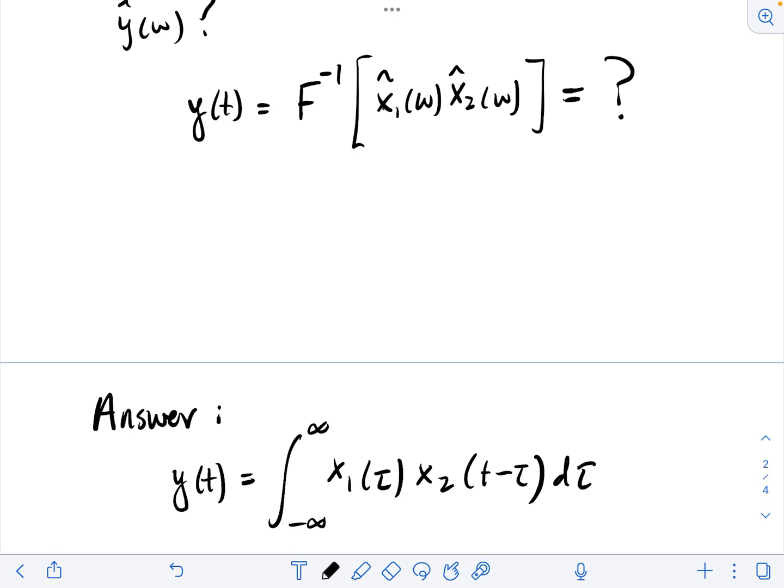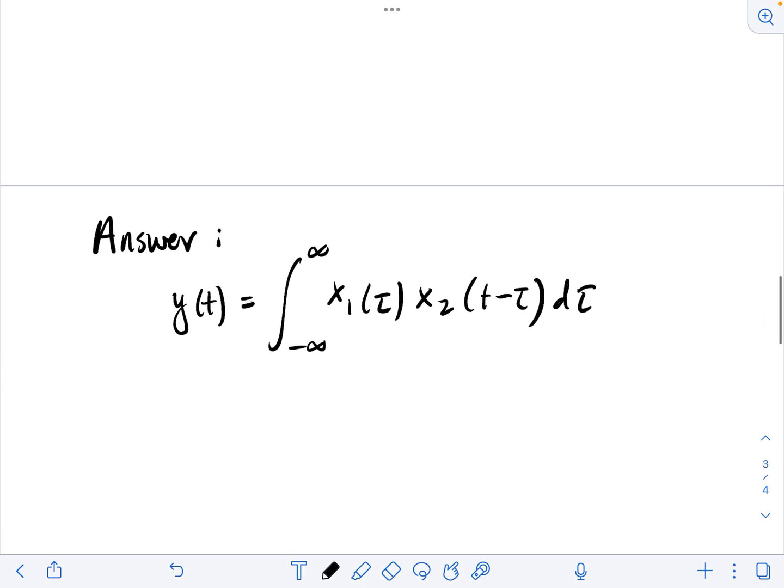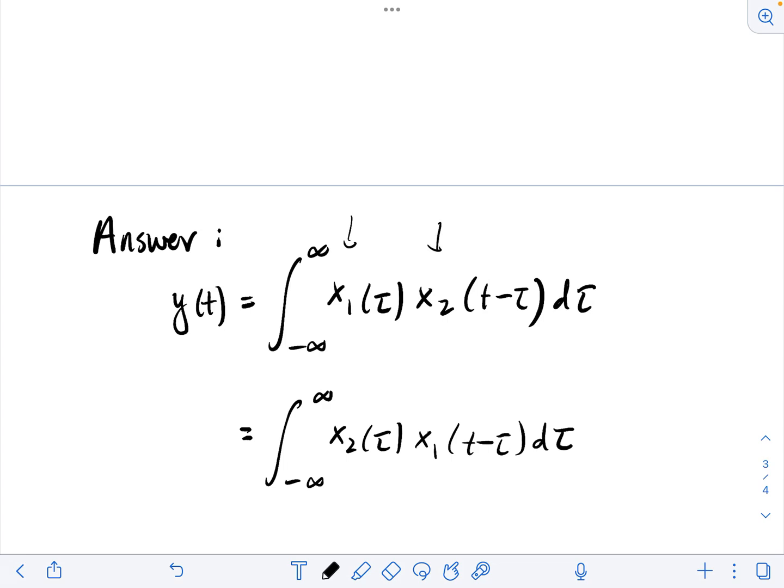And it turns out that if we just made a change of variables, we could show that this is identical to x2 of tau times x1 of t minus tau d tau. In other words, the order of the product of these two functions doesn't matter. It doesn't matter if it's x1 of tau or x2 of tau, and vice versa for x1 of t minus tau and x2 of t minus tau.